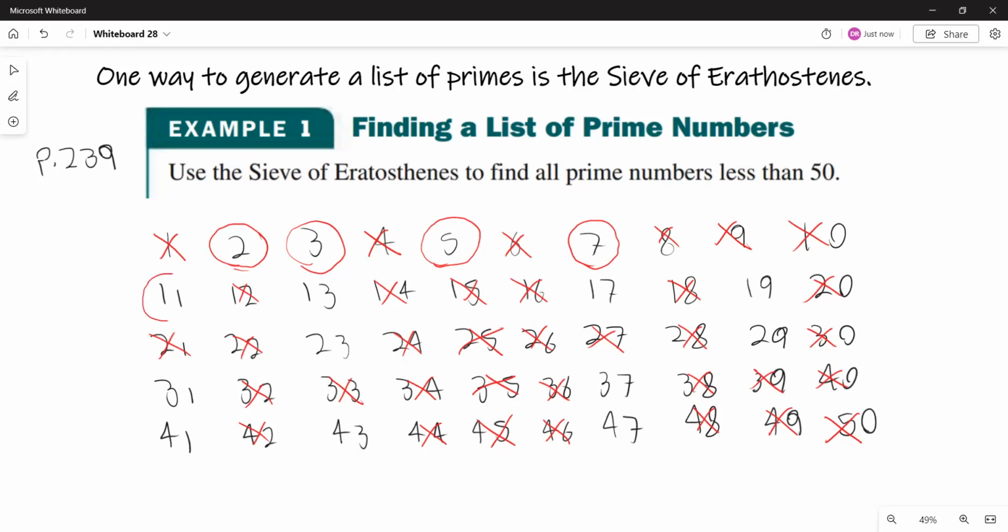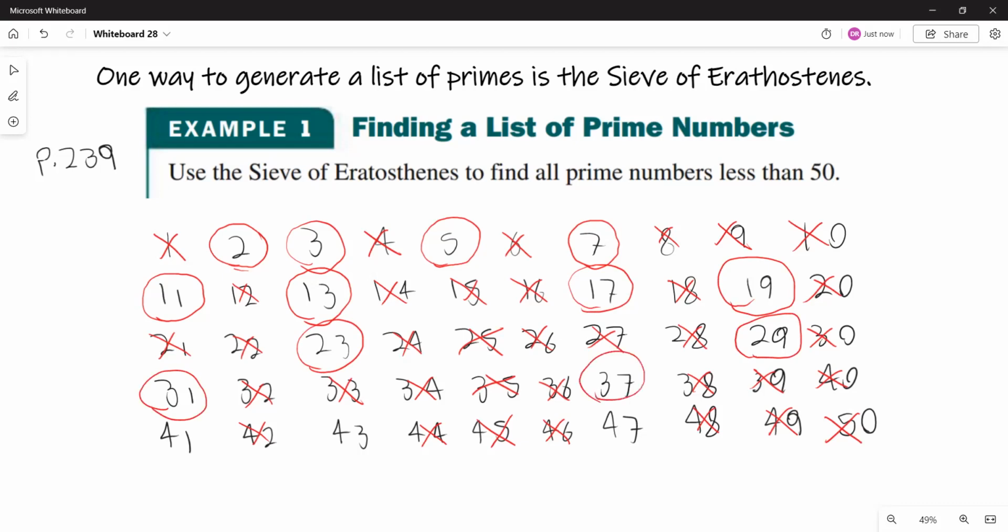And from there, 11 is prime. We already crossed 22, 33, and 44. 13 is prime, and we already eliminated 26 and 39. 17 is prime. We already eliminated 34. 19 is prime, and we already eliminated 38, the only multiple of 19. And so forth. 23, we already eliminated 46. So the last prime numbers are going to be, so we're going to circle the remaining prime numbers.